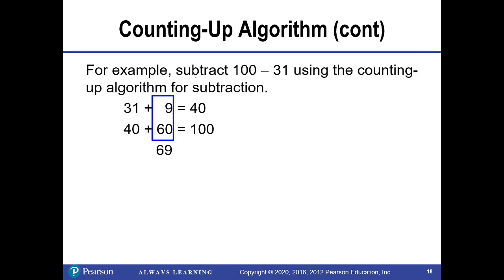So for example, subtract 100 minus 31 using the counting up method. So we start with 31 plus 9 equals 40. And then 40 plus 60 equals 100. And so 60 plus 9 is $69.